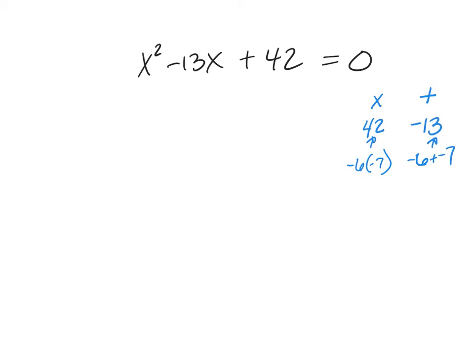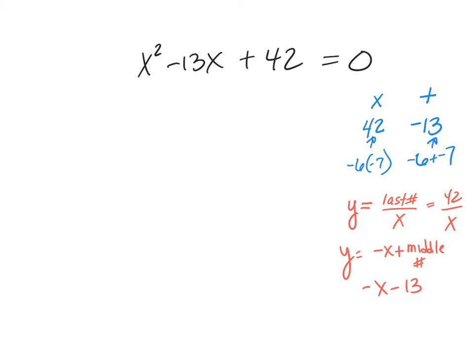So if you cannot figure out those numbers, everybody right now get your calculators and go to your y equals screen. In the first y equals screen, you're going to put your last number over x, which is 42 over x, that's your last number, right? In your second y equals screen, you're going to put minus x plus your middle number, which is negative x plus negative 13, or minus 13. Go ahead and put that in the y equals.